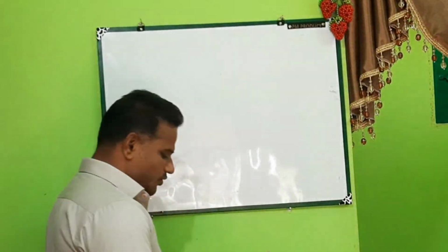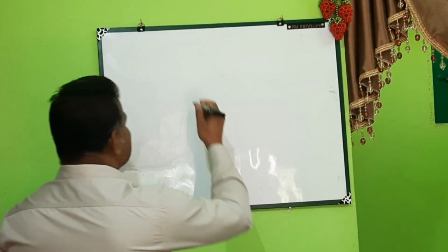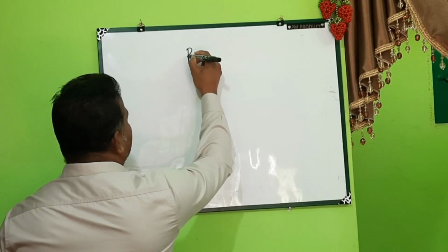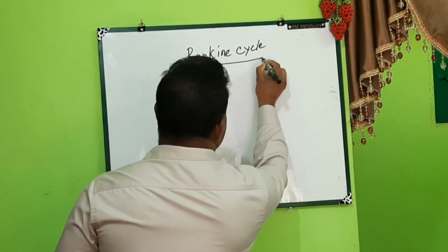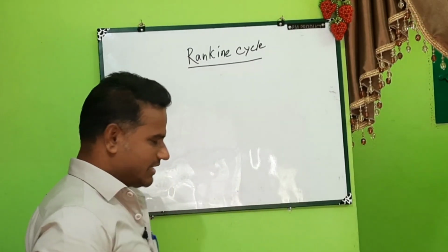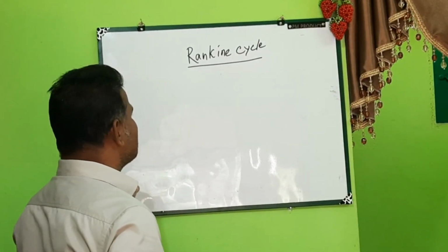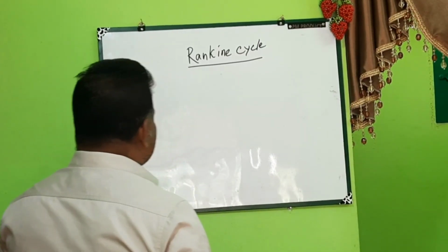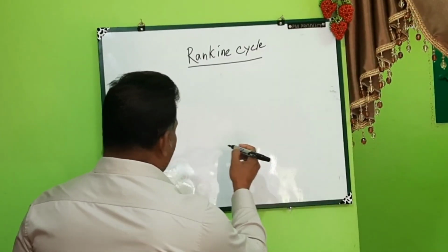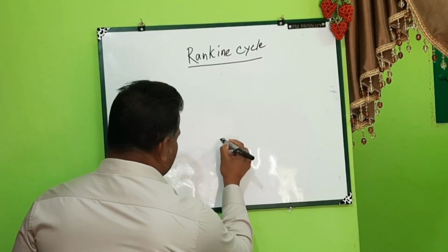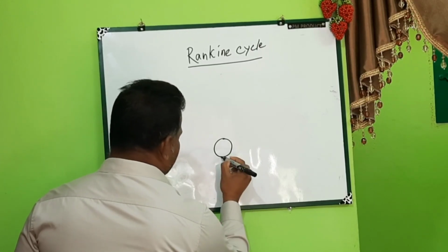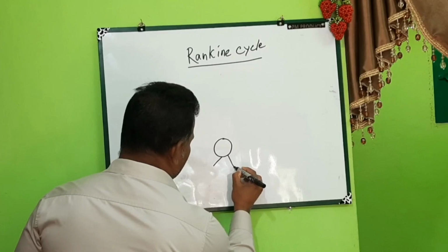So viewers, today's topic is the Rankine cycle. I will discuss this. To make this Rankine cycle, one feed pump is required. You can think of this as one type of feed pump.